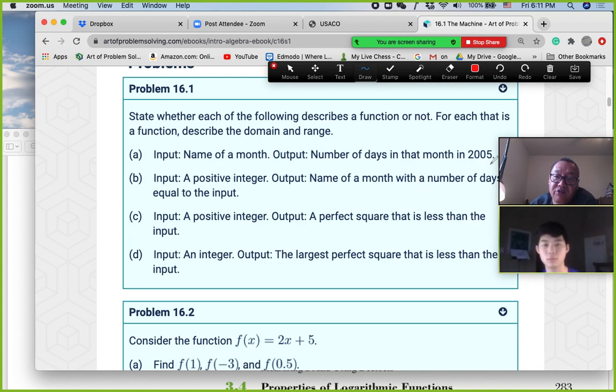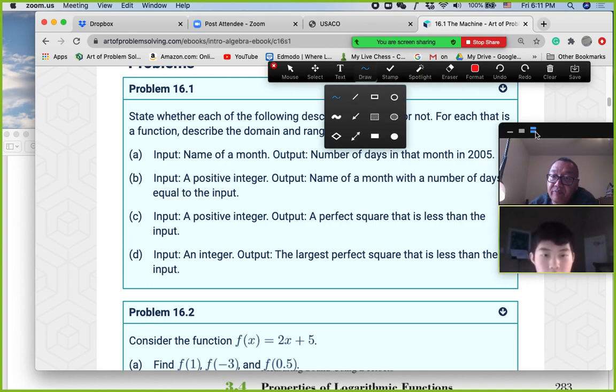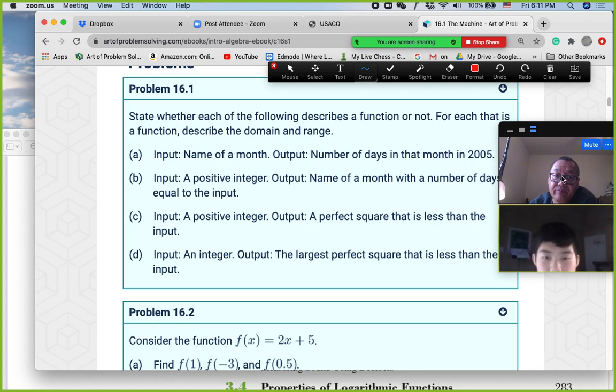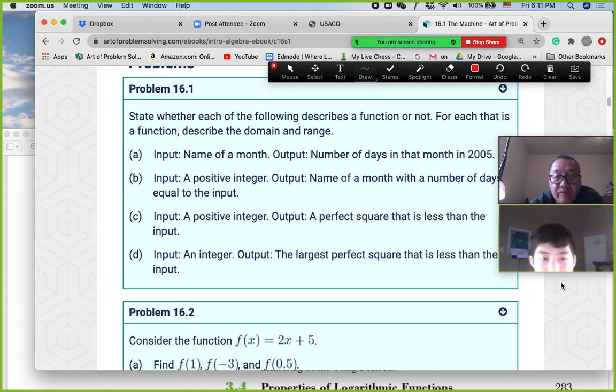Okay, can you read B? Input a positive integer. Output the name of a month with a number of days equal to the input. So the input is a positive integer, right? Output the name of the month with the number of days equal to that input. Would that be no? So not a function. Why?